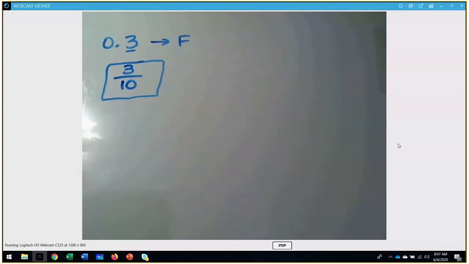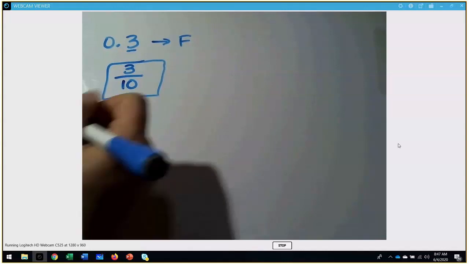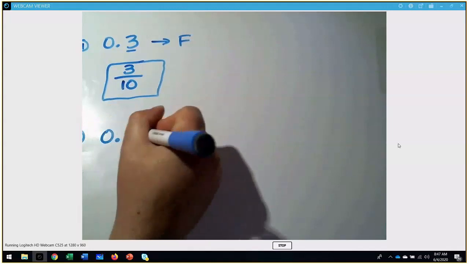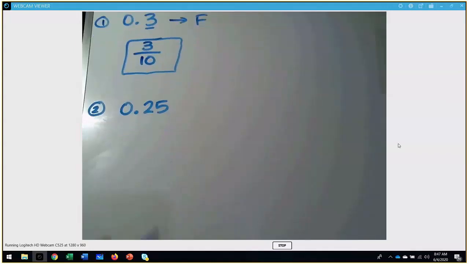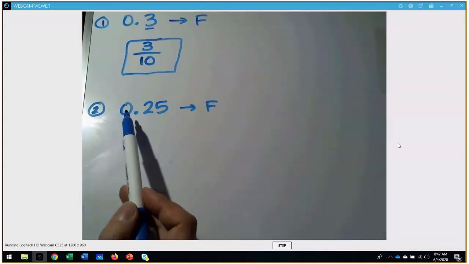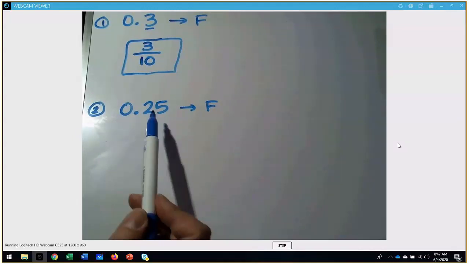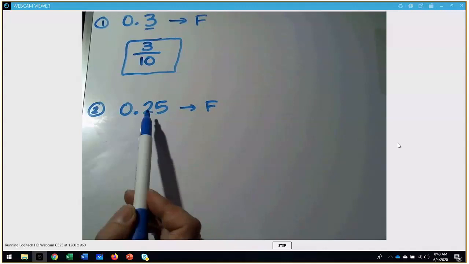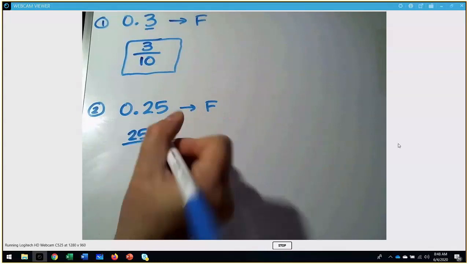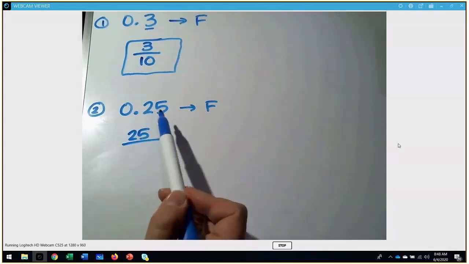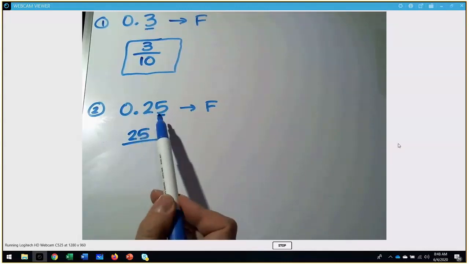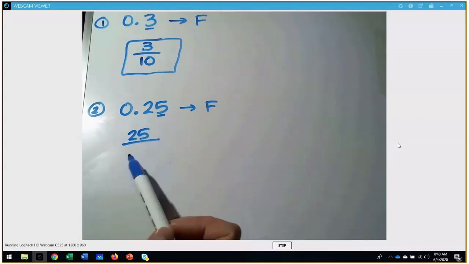Okay, the next one I've got here is 0.25. So we're going to take that to fraction form. Again, I don't have anything to the left to worry about, so I'm going to go right to the right here. And the 25 goes in my numerator. And then the place value of my last digit will tell me my denominator. So the 5 is in the hundredths place because you're 2 away from your decimal. Hundredths place goes down here then.